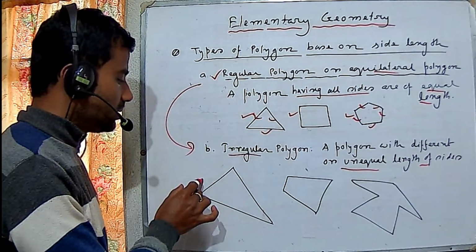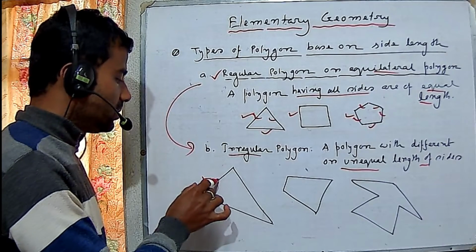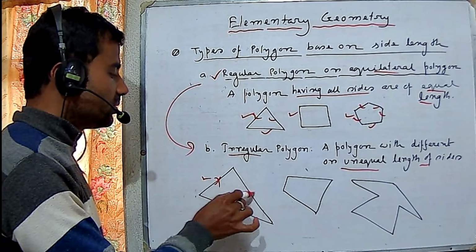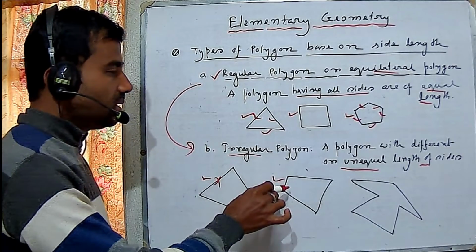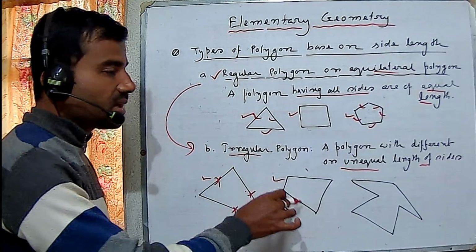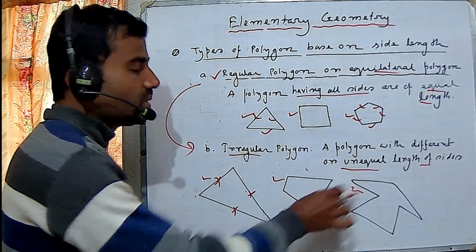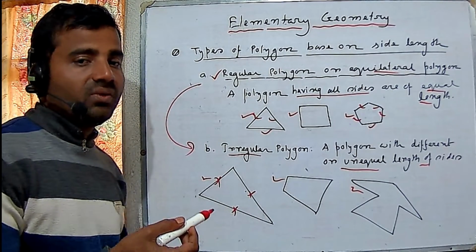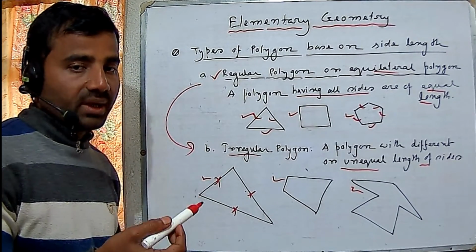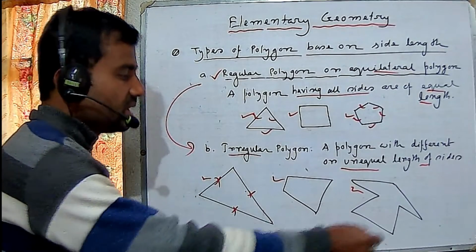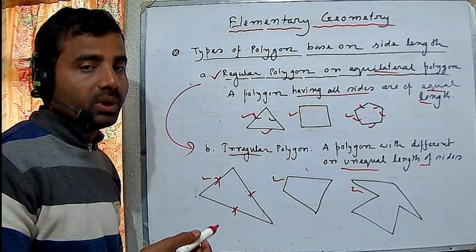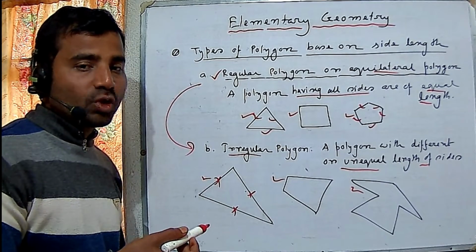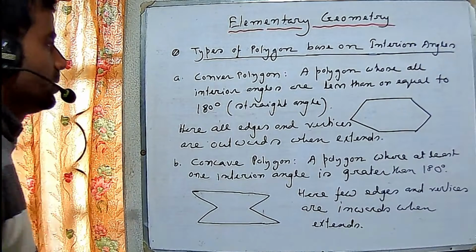This is a triangle where the sides are unequal. These sides are unequal. This is a quadrilateral with four sides. The sides are unequal, and this is also a polygon where the sides are not equal to each other. They are of different lengths. Okay, so these figures are known as irregular polygons. Next we discuss the kinds of polygon based on their interior angles.